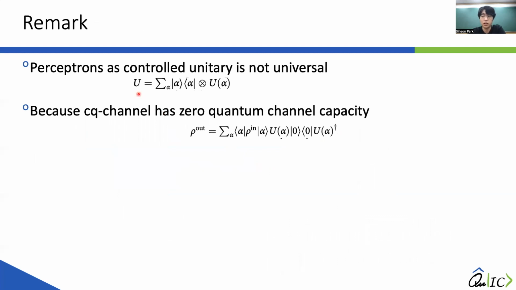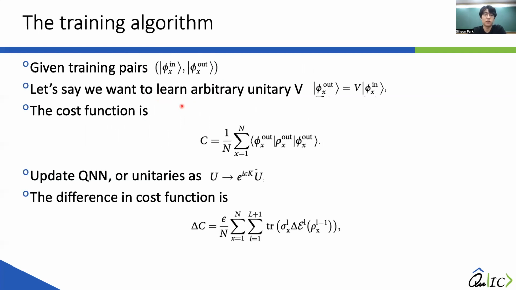For some remarks, since it's a feed-forward network, it seems that we can make these unitaries as a controlled unitary, which has a form of this one. But actually, if we use this form, it makes the channel a secure channel which has zero quantum capacity. So the universality will be broken. So yeah, you cannot use this kind of controlled unitary as perceptrons.